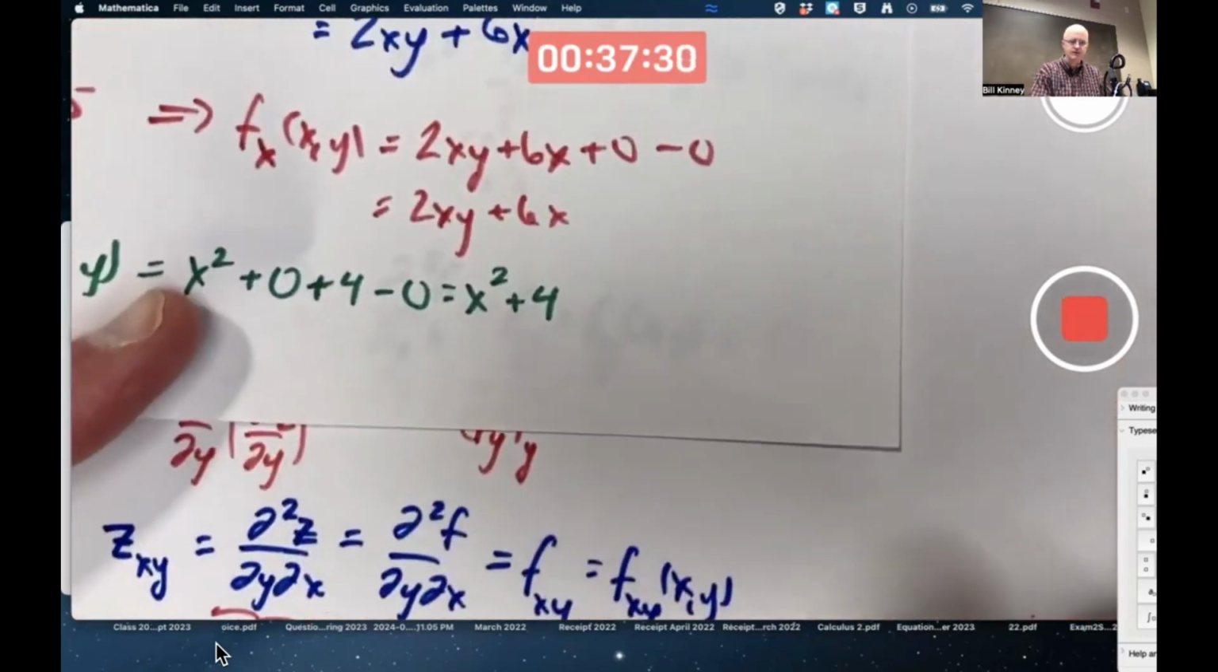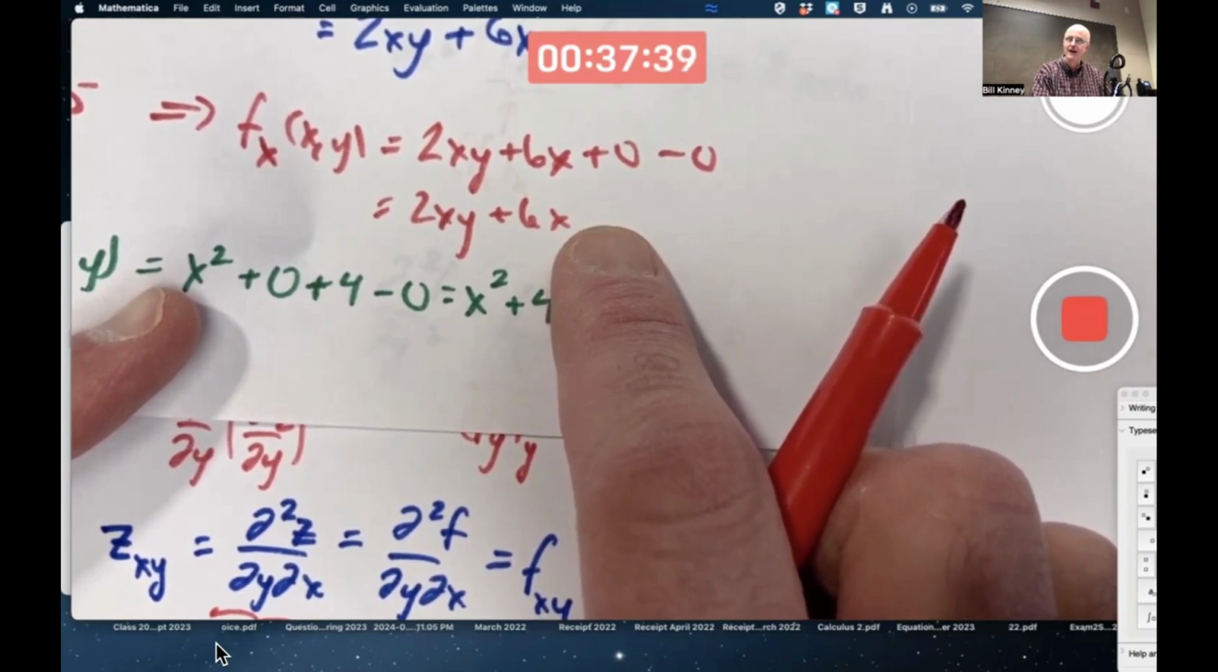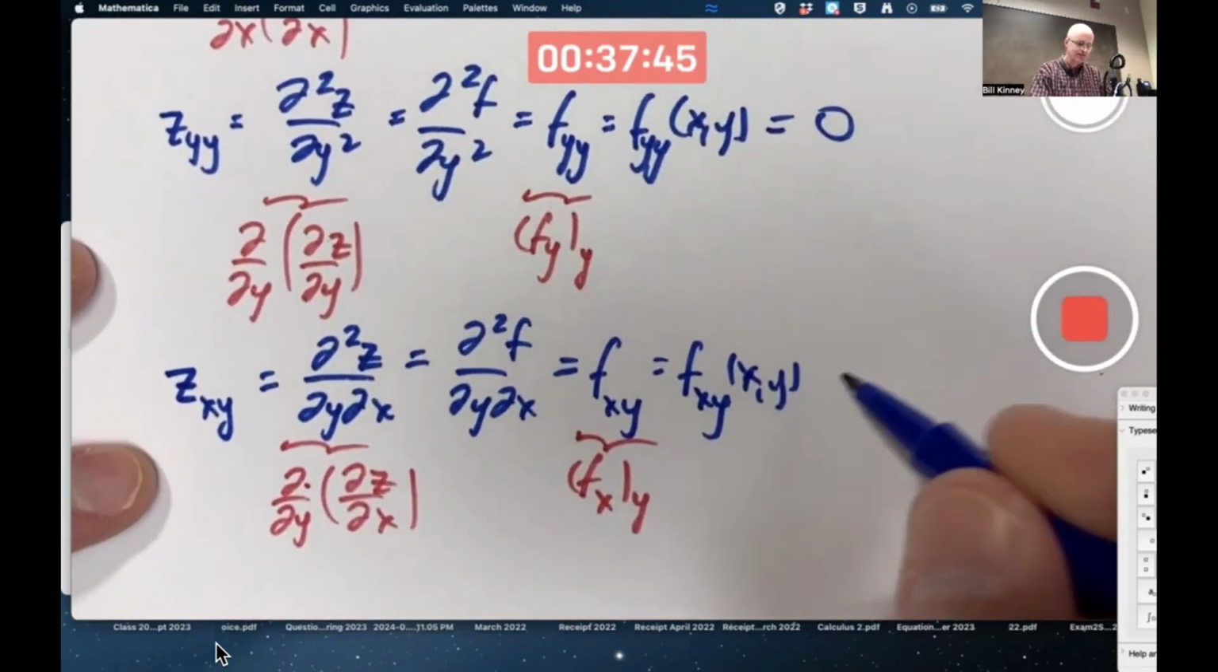What's the derivative of this with respect to y? Treat the x as a constant, it's 2x, right? Look at that with me here. Not everybody's looking. The derivative of that with respect to y is 2x. So 2x.